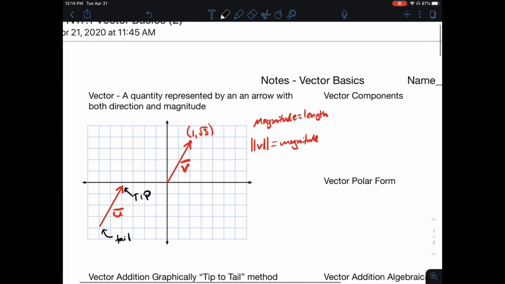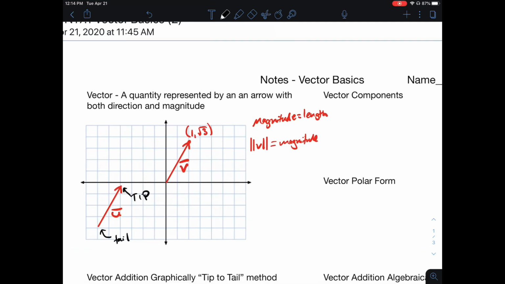Let's talk about vector components. In component form, vector v, we would use these little less than and greater than symbols, which don't mean that in this context. So what is the x component? Well, we went to the right 1. What is the y component? We went up square root of 3.